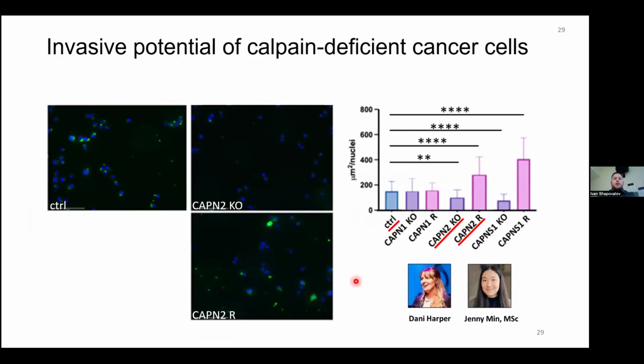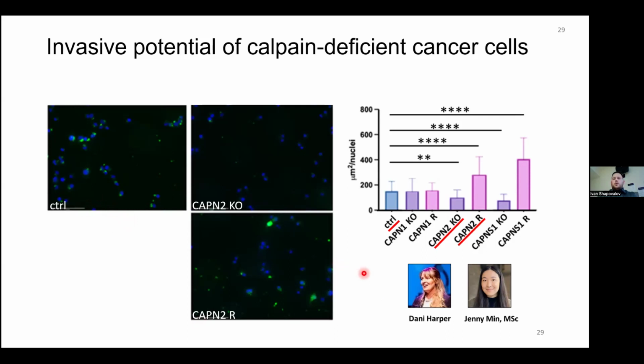Separately, Danny and Jenny in our lab have done an experiment where they assessed invasive potential of calpain-deficient cells. And what you can see here is fluorescent images where blue is cell nuclei, and green is a DQ collagen extracellular matrix-like substrate, which acquires that fluorescence when it is digested by the cells trying to invade through it. That green signal is largely lost in Calpain-2 knockout and comes back with Calpain-2 rescue.